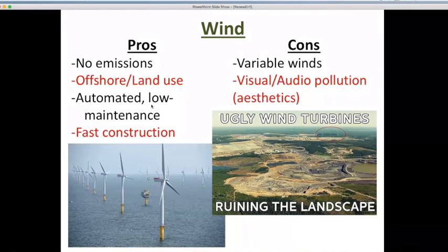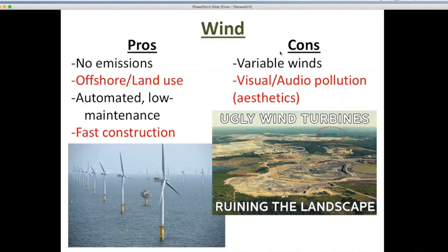Once you build them, they take care of themselves, really. They don't need a whole lot. You can connect them all to a computer so that they automatically shut down when the winds are not the right speeds. And we can build them fast. And the price is coming way down. So the cost per kilowatt hour is very attractive right now.